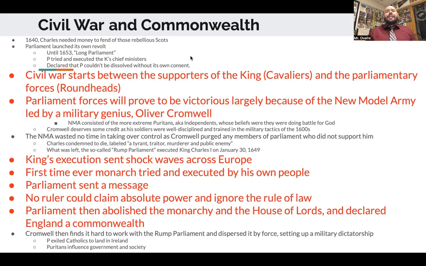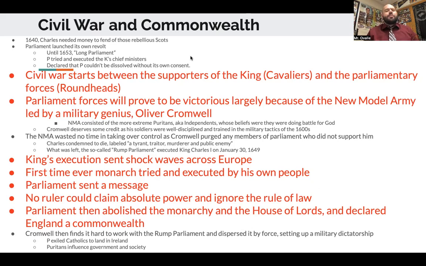So there then begins a civil war because the king's not going to have this. The civil war starts between the supporters of the king, called the Cavaliers, and the parliamentary forces, called the Roundheads.